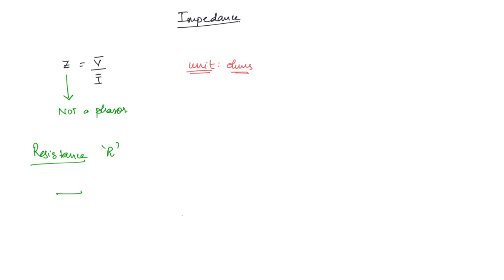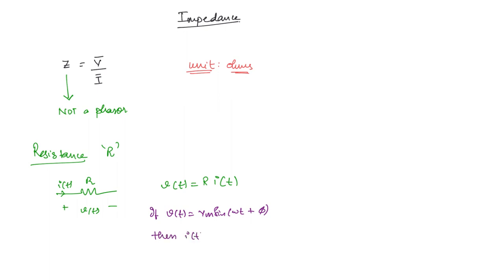So here we have seen that if the voltage across this is V of t and the current through it is I of t, then these both are related as V of t is equal to R times I of t. Now V of t is a sinusoidally varying component, so Vm sine omega t plus phi, let us say. Then what will be the current? Then the current I of t is equal to Vm sine omega t plus phi divided by R.